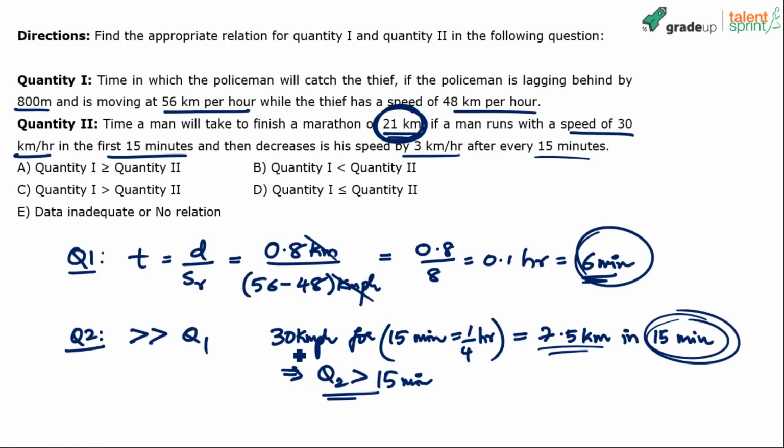Initial speed is 30 kilometers per hour. In the next 15 minutes, his speed will be 27 kilometers per hour, 30 minus 3. And then 24 kilometers per hour. And then 21 kilometers per hour, and so on. So the point is, no need to do the full calculation. After just the first step of quantity 2, you get to know that quantity 2 is more than 15 minutes. And because it is more than 6 minutes, Q2 is more than Q1.